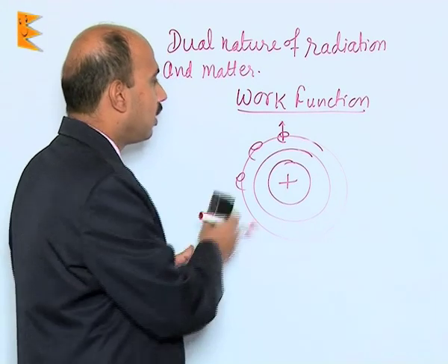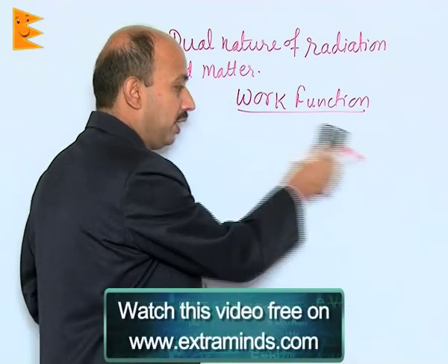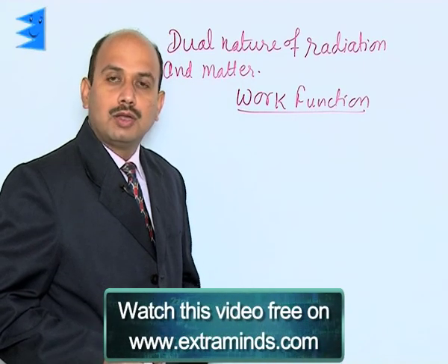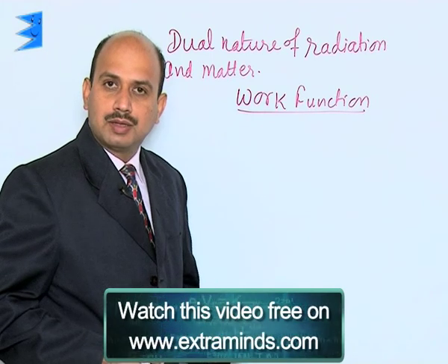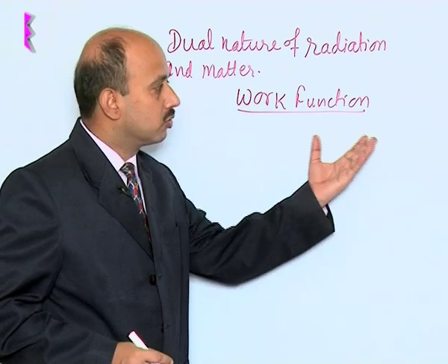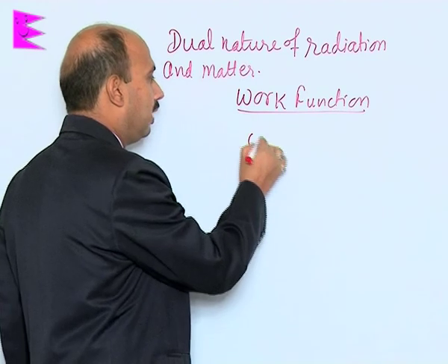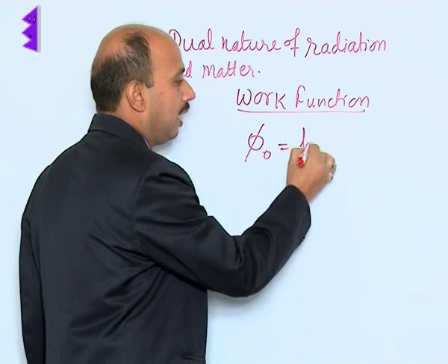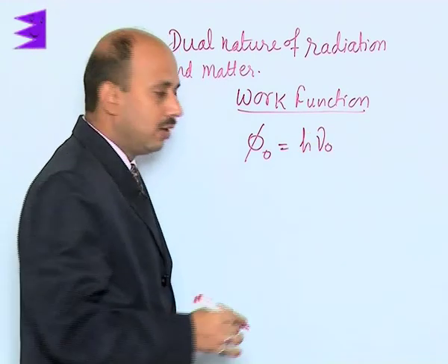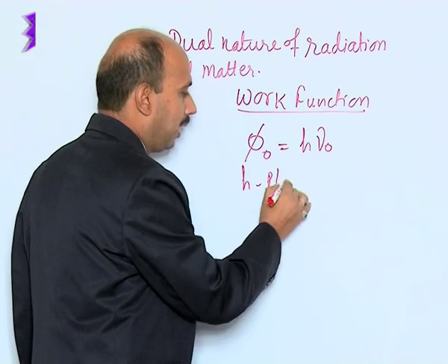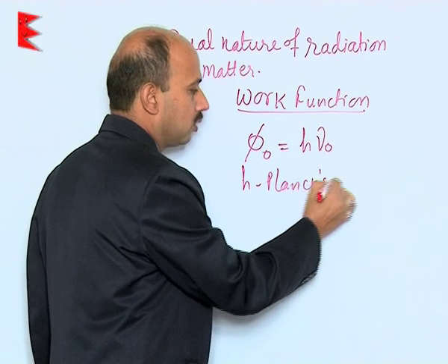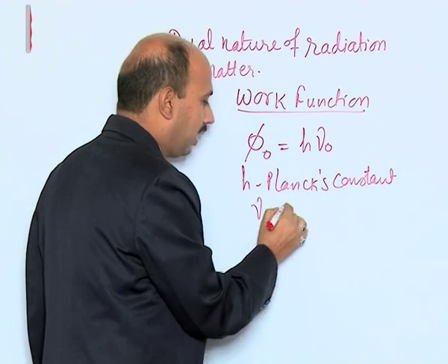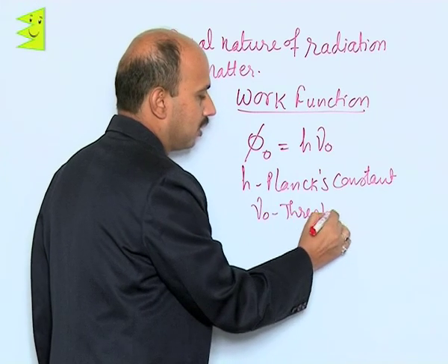But to make these electrons free, we need a certain amount of energy. So, the minimum energy required to make the electron free from the atom is known as work function. Work function is actually given by the symbol phi naught. This can be written as h nu naught, where h is Planck's constant and nu naught is known as the threshold frequency.